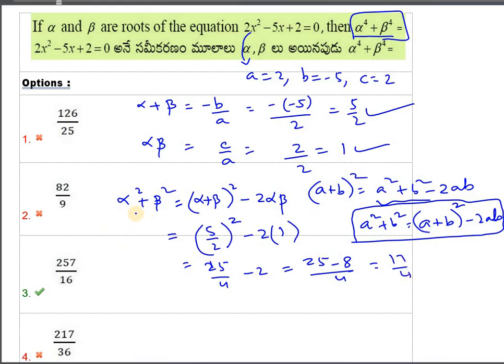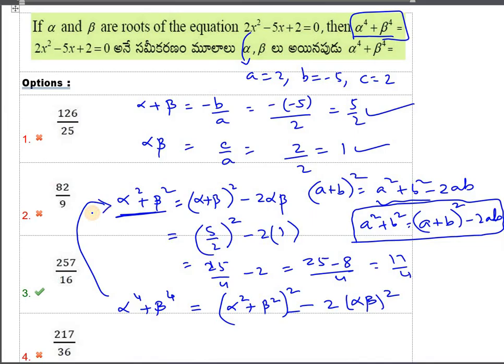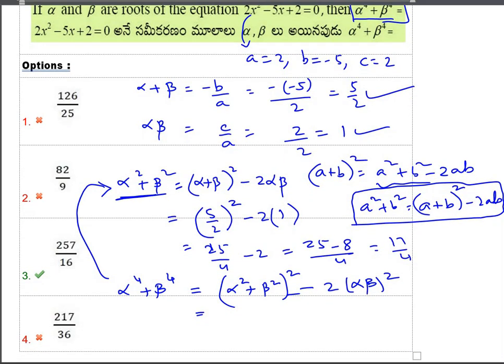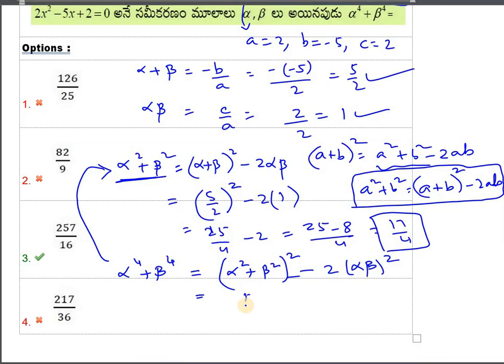In the exam, if alpha square plus beta square is asked, you stop here only. If they ask you alpha power 4 plus beta power 4, then you have to do one more step. Same as the previous case, alpha square plus beta square whole square minus 2 times, because here we have square, so you take the square. Alpha square plus beta square, how much did we get in the previous step? 17 by 4. So 17 by 4 whole square minus 2 into the product of the roots, 1 whole square.